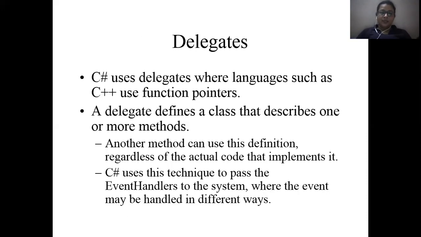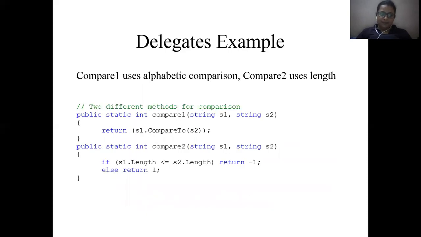Delegates. Here is another feature of C Sharp, which is the delegate. C Sharp uses delegates where languages such as C++ use a function pointer. A delegate defines a class that describes one or more methods. Another method can use this definition regardless of the actual code that implements it. C Sharp uses this technique to pass event handlers to the system, where the event may be handled in different ways.